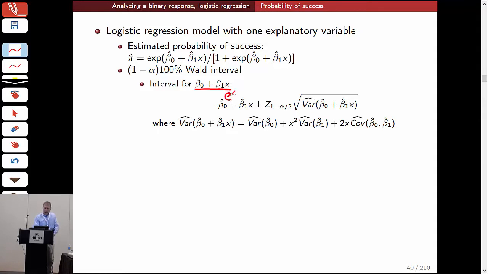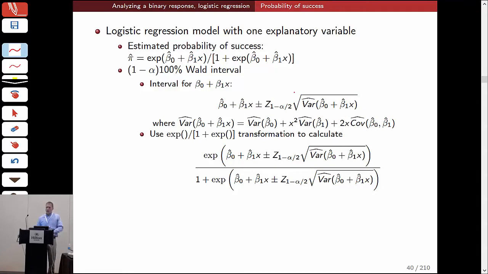Again, I take my estimate of it, which would be beta hat 0 plus beta hat 1 times x, plus or minus the value from the normal distribution, times the square root of the estimated variance of that estimator. R will provide us automatic ways to do this calculation. Then once I have that, I can use the exponential function transformation that we've seen with the logistic regression model before to find an interval for pi itself. Okay?